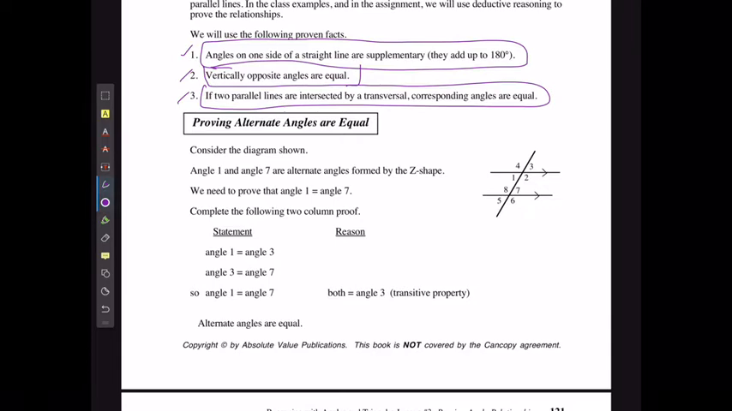So, angle 1 and 7 are alternate angles and create that Z shape. We need to prove that angle 1 is equal to angle 7. So the first statement we're going to make in completing this proof, or the steps, is angle 1 is equal to angle 3. Well, if I look here for angle 1 and angle 3, why do I know that those two are absolutely the same? Take a look at the three proven facts, and the answer is going to be because of fact number 2. They are vertically opposite.